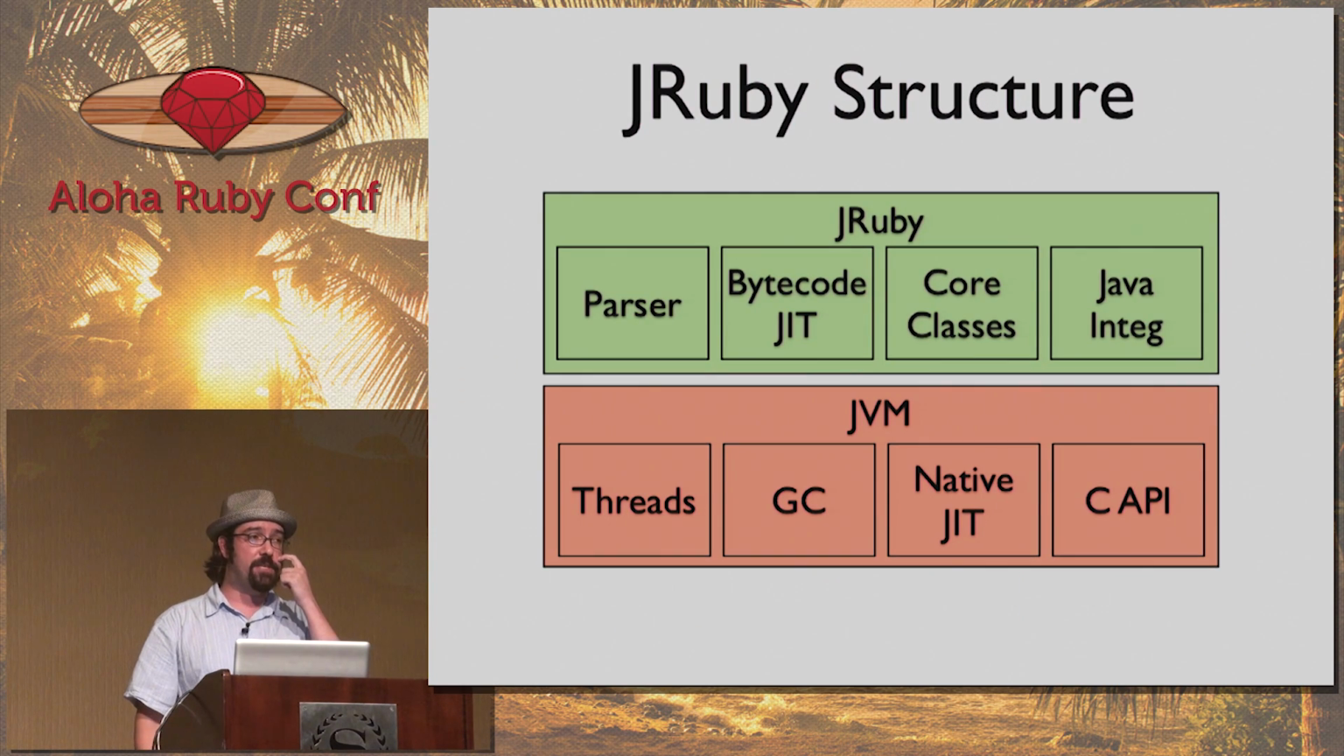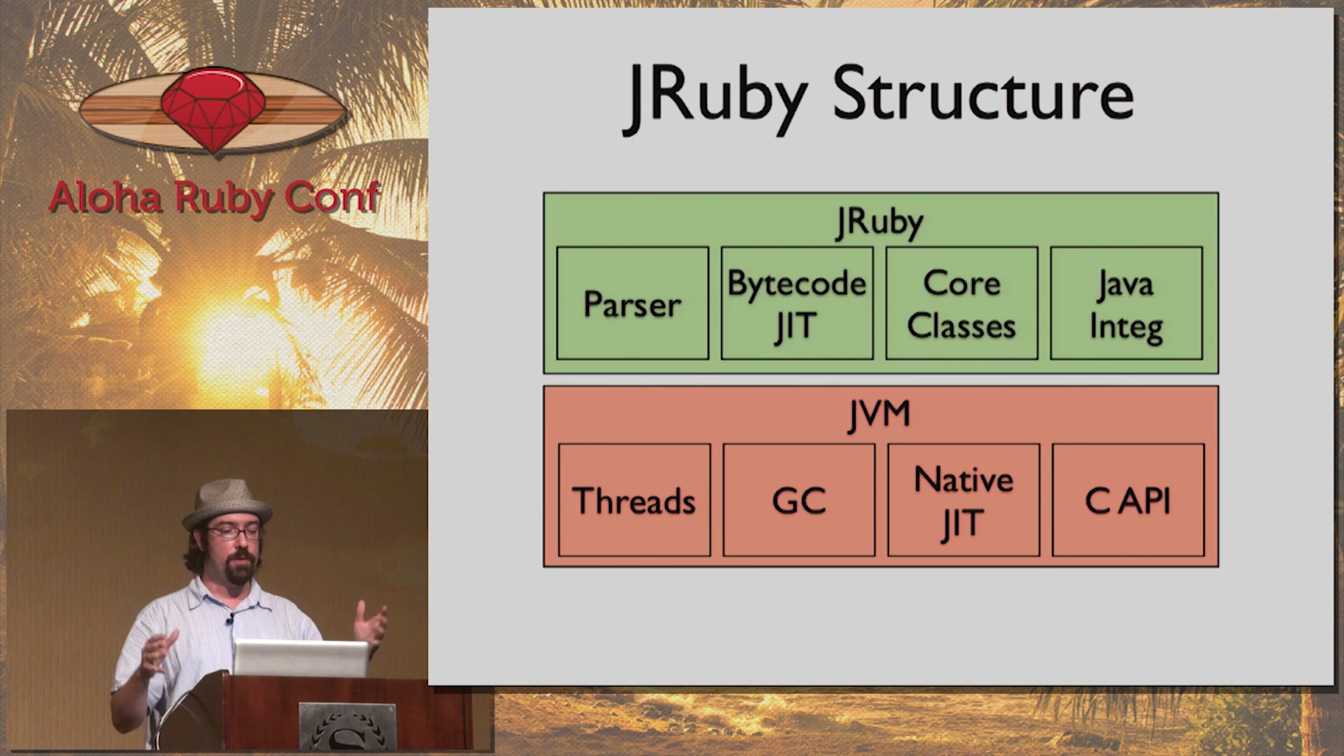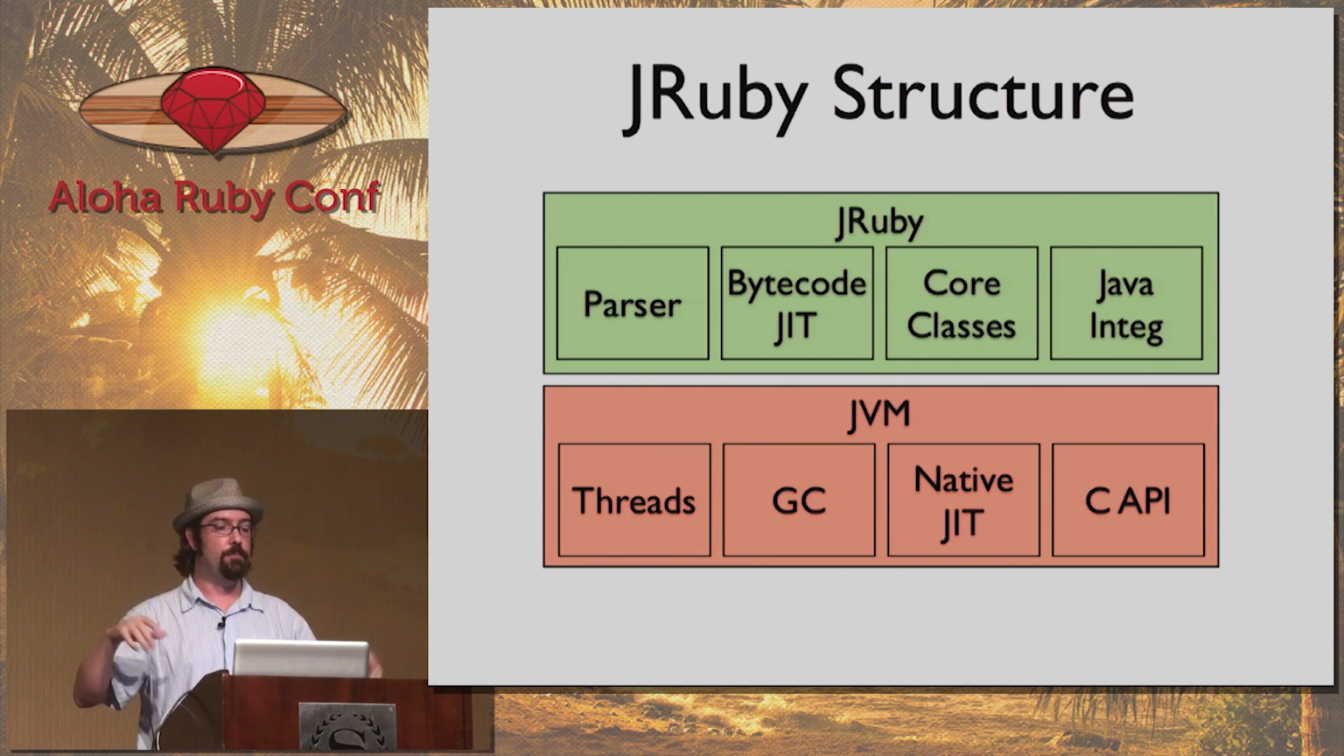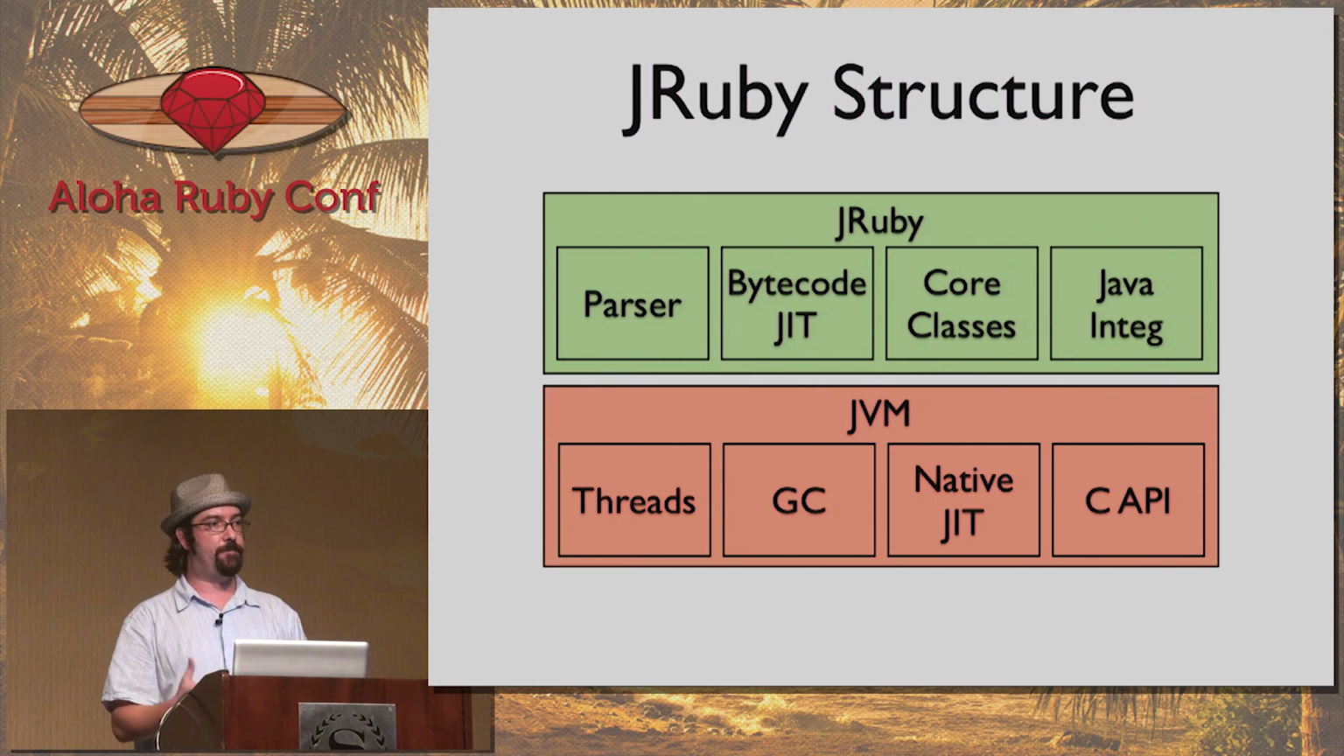And if you look at how JRuby is generally structured as an implementation, we've got the part that's JRuby that we work on, the core team and the contributors: parser, the bytecode JIT, core classes, Java integration, other libraries related to encodings and regular expressions that we have, native integration that we've built. And then the JVM at the bottom that implements threading and concurrency, safe concurrency at the VM level, garbage collection, a native optimizing JIT. It has its own JNI, Java native extension C API. And we build on top of this.